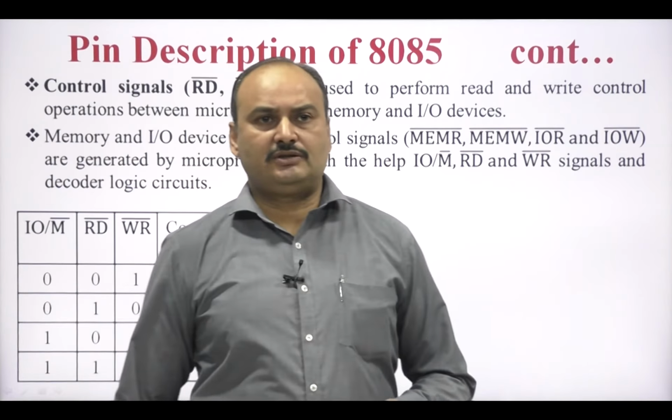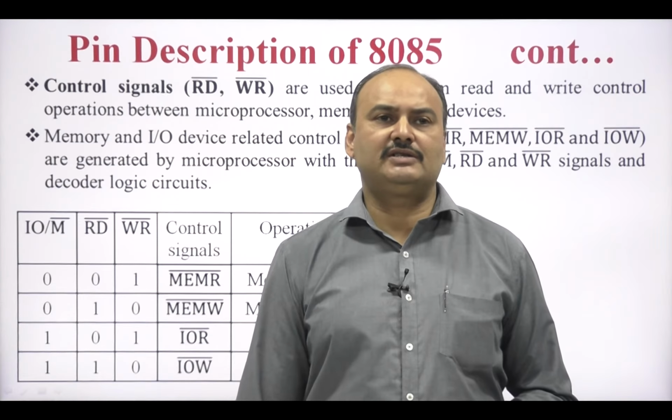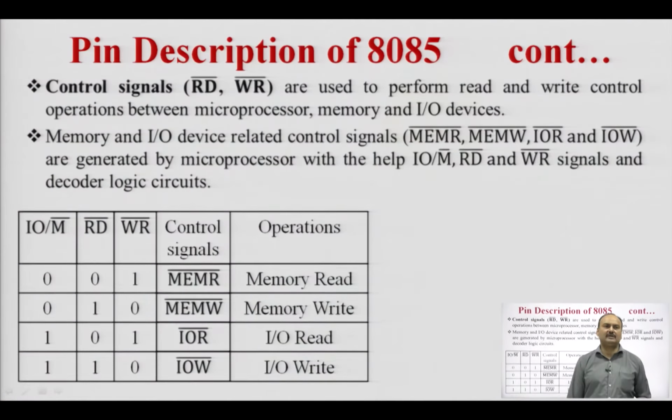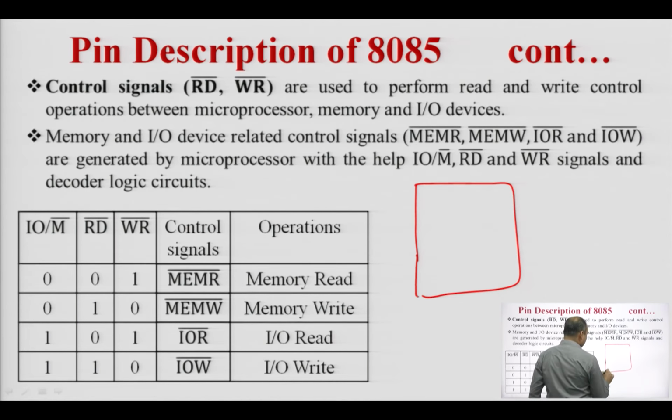Control signals of 8085 microprocessor are the read and write control signals. With the help of these control signals, the microprocessor will perform operations between the microprocessor, memory and input output devices. The operations are memory read, memory write, input output read and input output write operation. The control signals which are generated to perform these operations are the memory read, memory write, input output read and input output write control signals. With the help of the read and write signals, input output memory signal and the decoder logic circuit, we can generate the control signals.